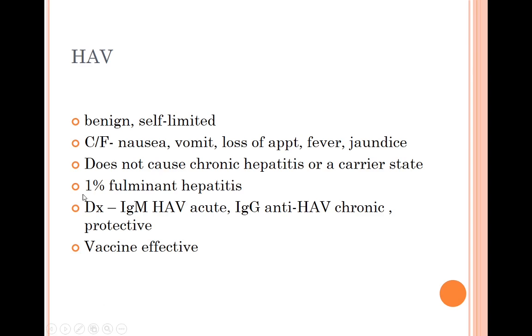What I want you to notice here is also that HAV, even though it's a very self-limited benign disease, 1% can go into fulminant hepatitis. This is something which you have to remember, because even though it looks like it's very benign and self-limited, 1% may go into fulminant hepatitis, and fulminant hepatitis usually is lethal and the patient might die. So this is the way, the diagnosis. Vaccine is there, it's effective. People who come to India always receive hepatitis A vaccine.